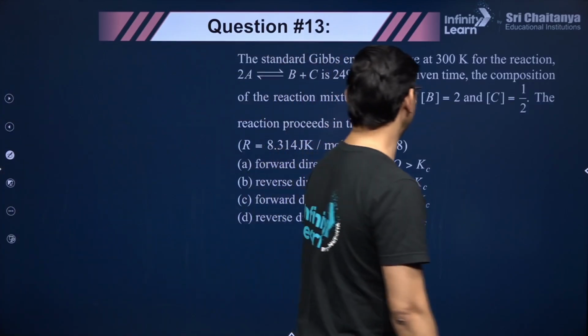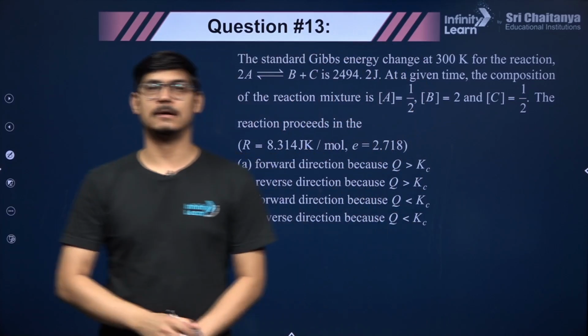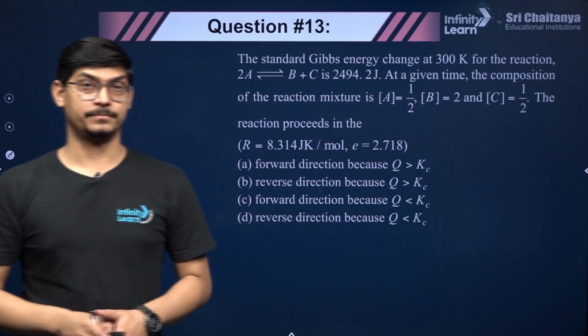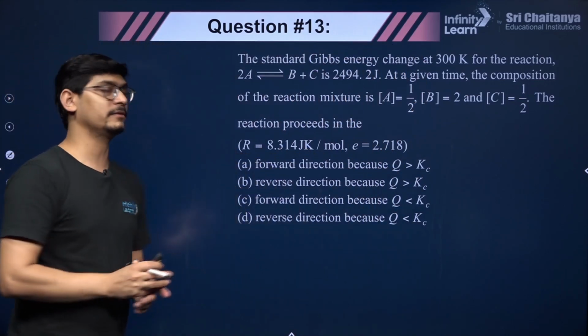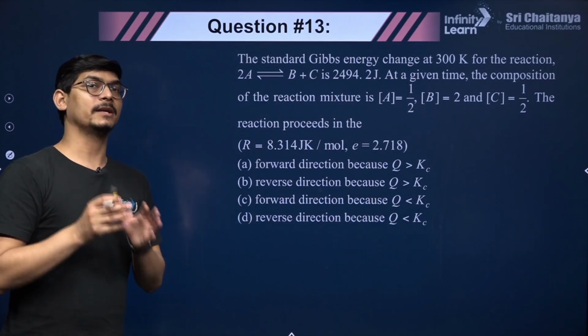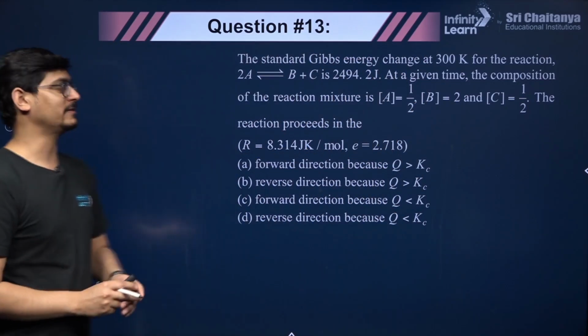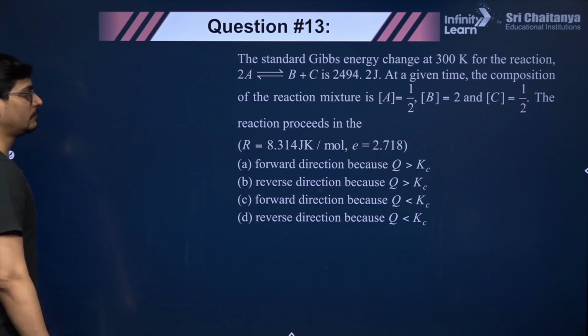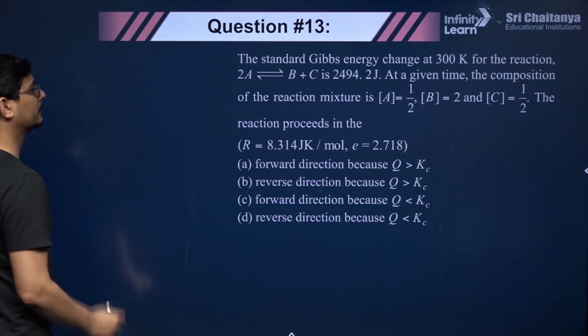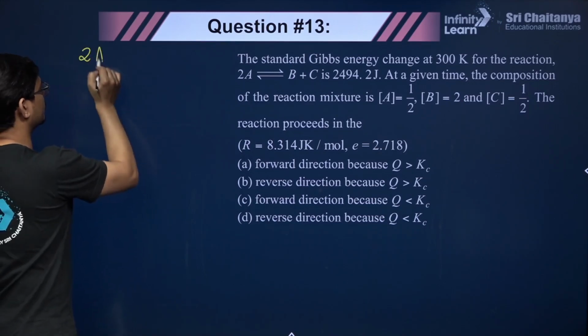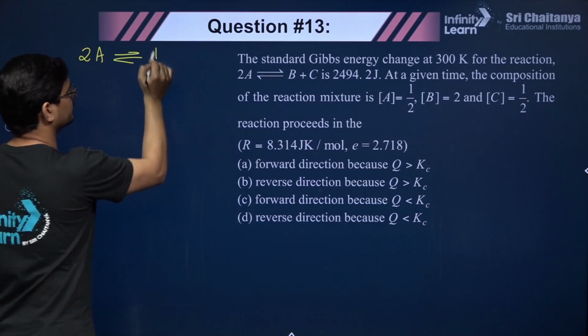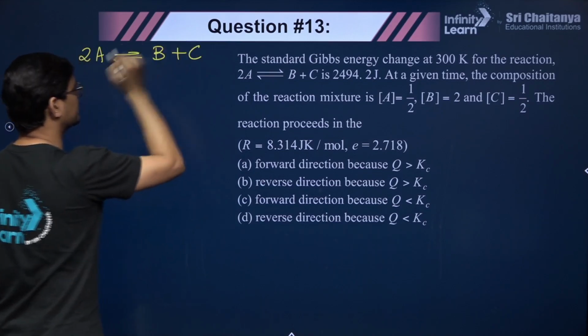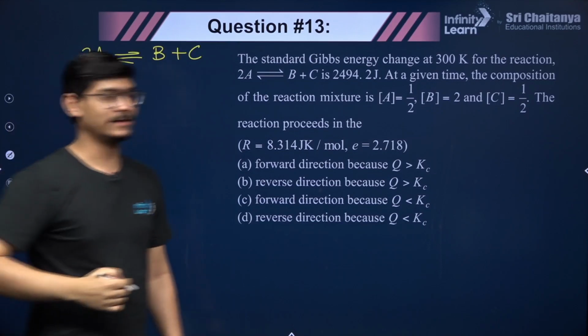Then this question, a good example to revise the relationship between the reaction quotient and equilibrium constant, and the equilibrium constant and the standard Gibbs energy, right? So how will you do this question? You can pause the video, solve the question yourself and check the answer again. If you're not sure of the concept, then you should watch the solution, right?